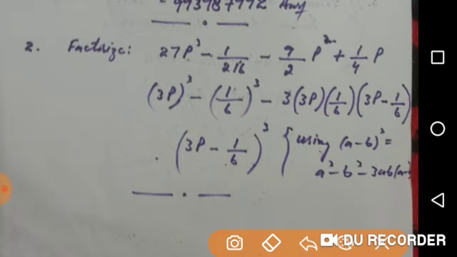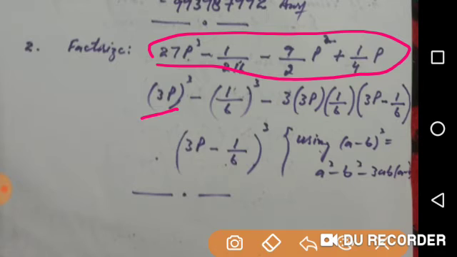Now we'll use minus 3ab into (a minus b). So write the formula, then 3p as a and 1 by 6 as b. So it will become now 3ab, then a minus b. A again you will write 3p and b you will write 1 by 6. So you will then simply simplify it. 3p cube here means you have to multiply 3p 3 times. So don't do it this way, otherwise you will get the same thing that we have been given in the question.